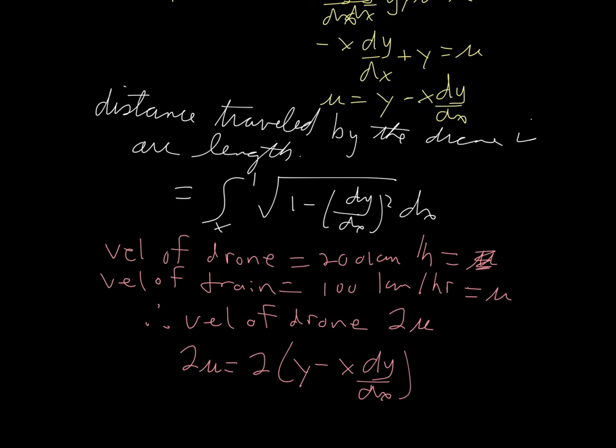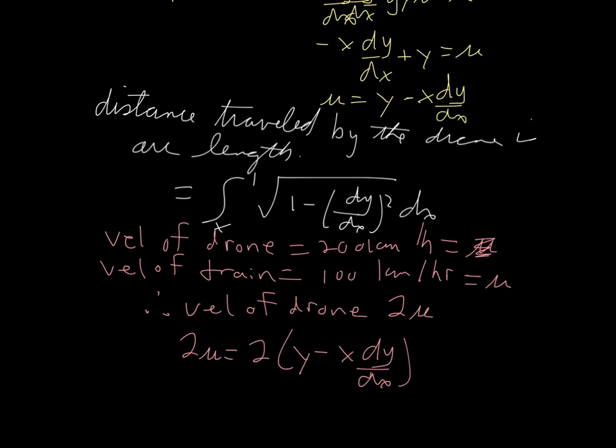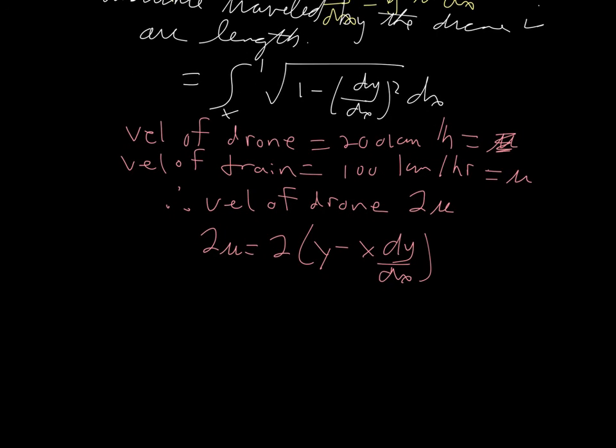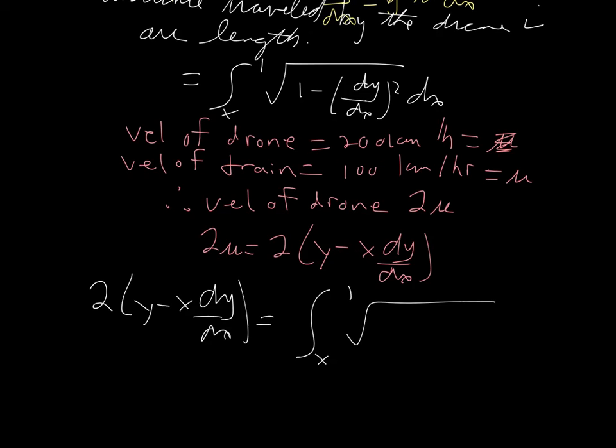Okay, and the very last thing that we're going to do now is, because that's the velocity of the drone, that's the path of the drone along that curve, we can now put that equal to the arc length formula. And we can say that 2 times (y minus x dy dx) equals the integral from x to 1 of this guy.